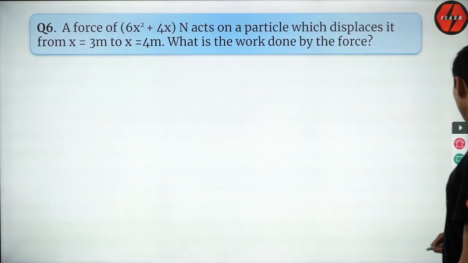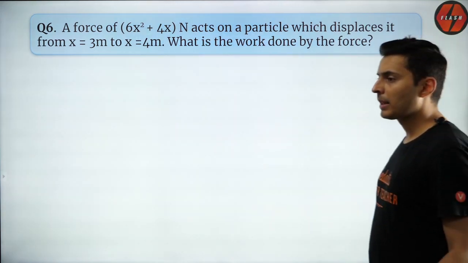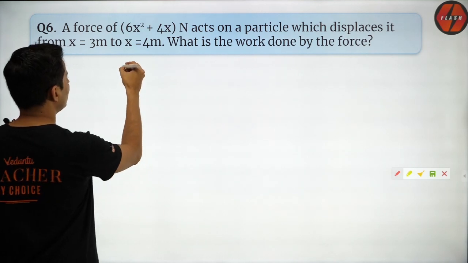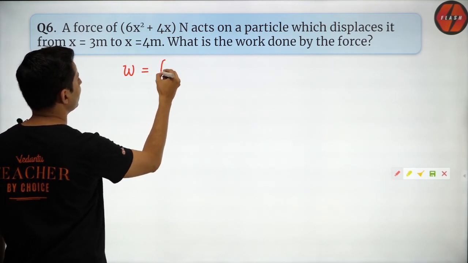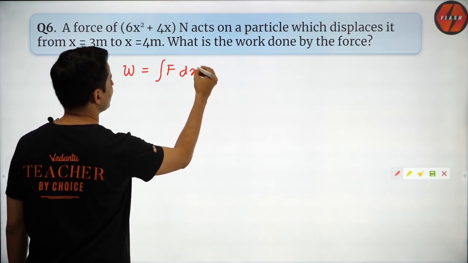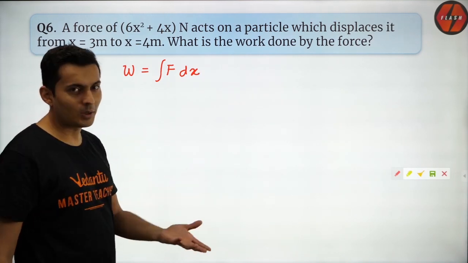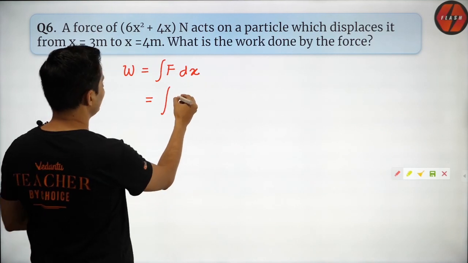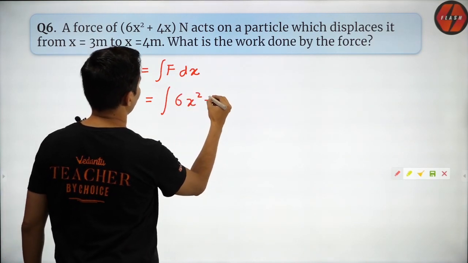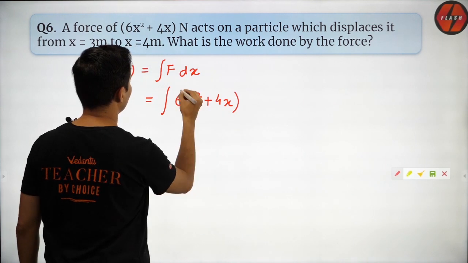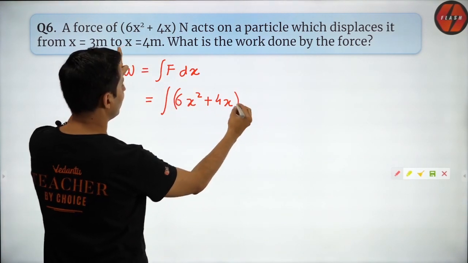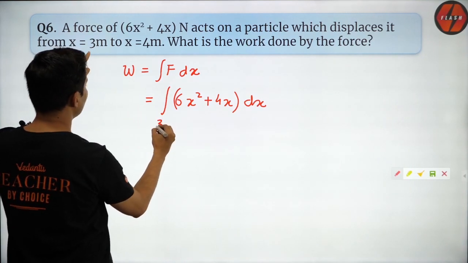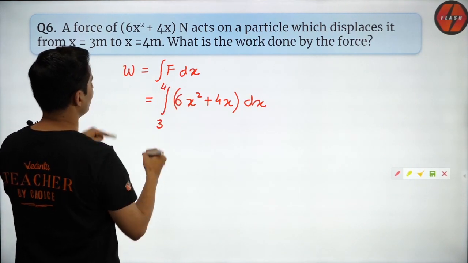Next, this one was based on integration. So you just have to integrate. Remember, work is the integral of the force with respect to displacement. That's something I told you in the previous session. So what is the force? Force is 6x square plus 4x, dx. And remember, the limits of the integration are the initial position and the final position.